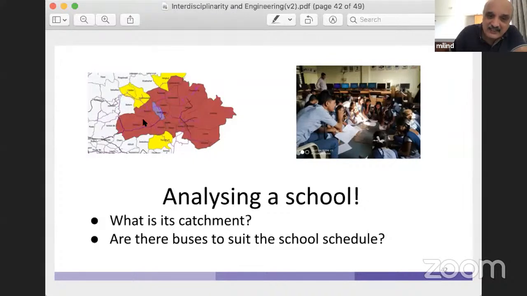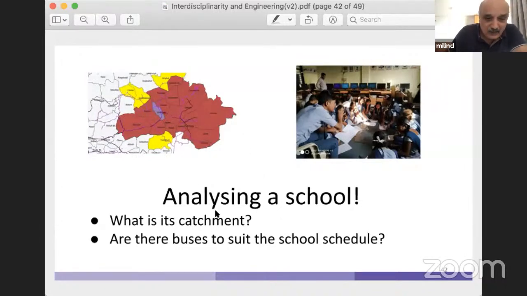So we expected that students from these villages will come to Dolkham, but when we actually went there, we saw that students from these villages will also come here. And the reason was that this is an English medium school and it was supposed to be a good school, right? So this is its catchment.